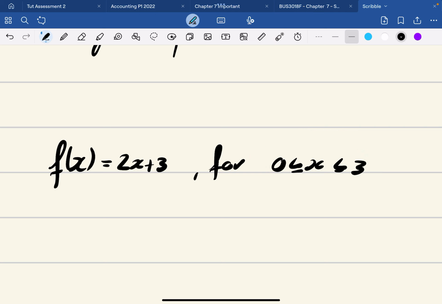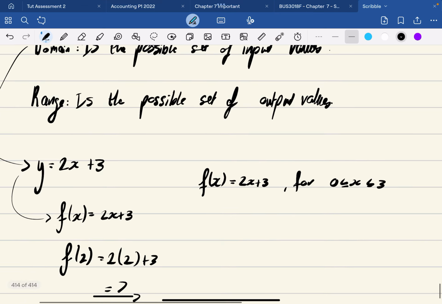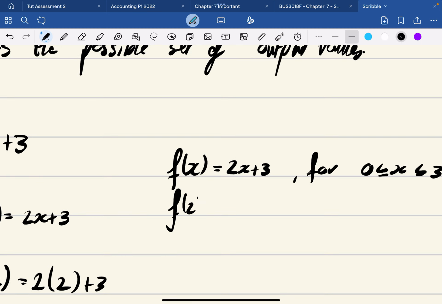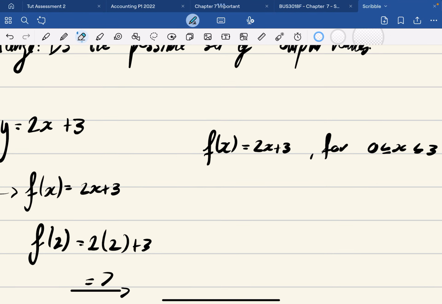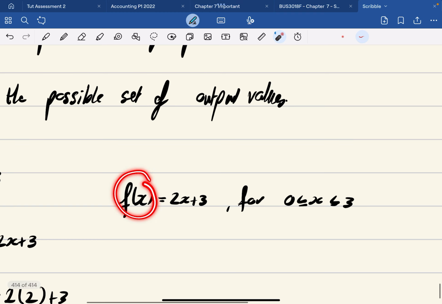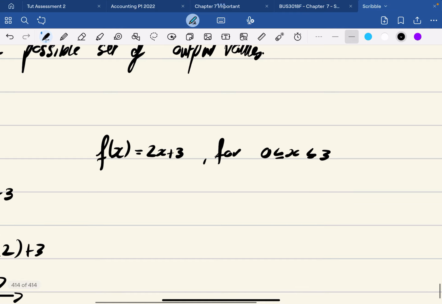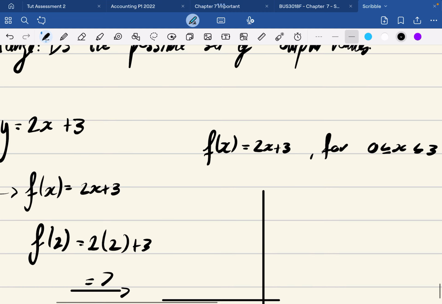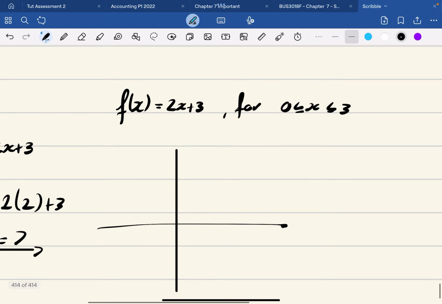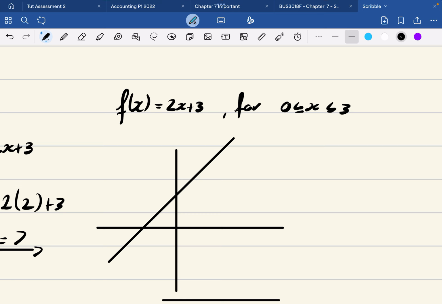Now, the range of a function is the set of output values, so the possible values that f(x) can take on. So if x is equal to 2, we know f(x) takes on a value of 7, right? The range is the set of possible values f(x) can take on. So let's do this example here. They've given us the domain, now the range. Draw a rough sketch of the graph. So the graph looks something like that.